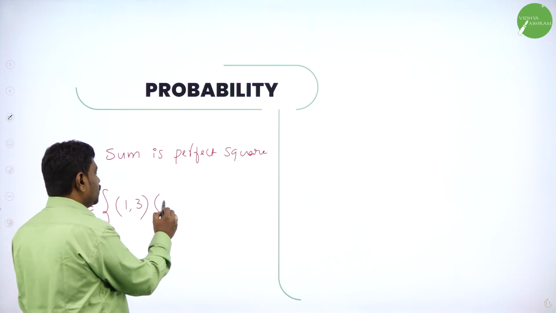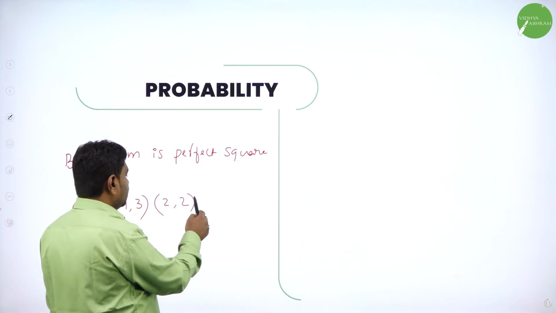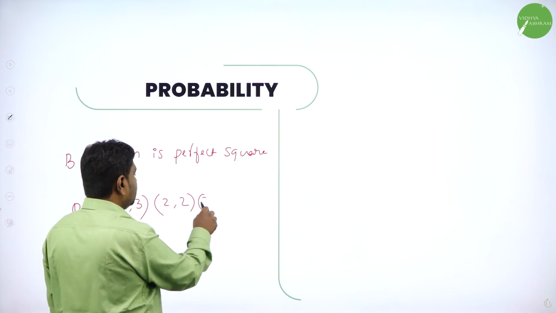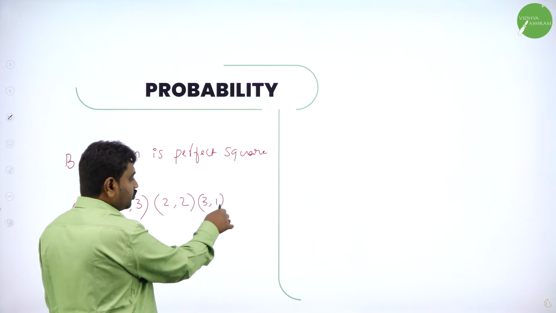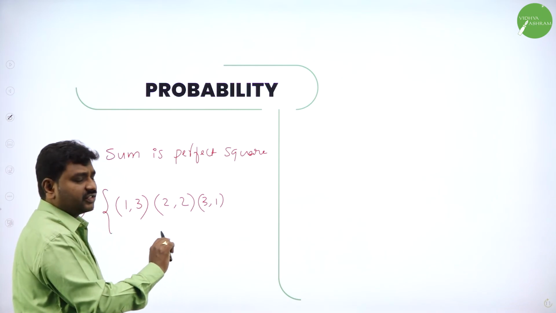Then 2, 2 gives you 4. 4 is a perfect square. Then 2, 6 is 8. That's it. 3, 1: 3 plus 1 is 4. 4 is a perfect square. 3, 3 is 6. 6 is not a perfect square.